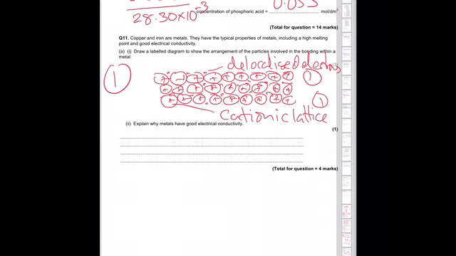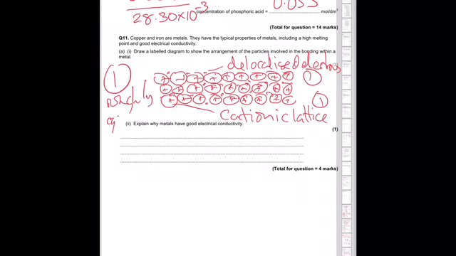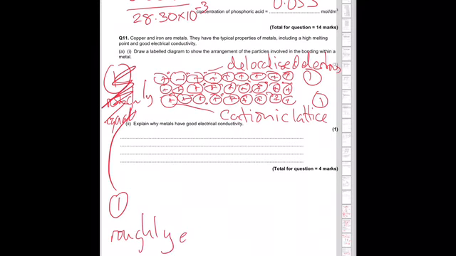Let me write this down here. You can have roughly the same number of delocalized electrons to metal cations in the lattice.